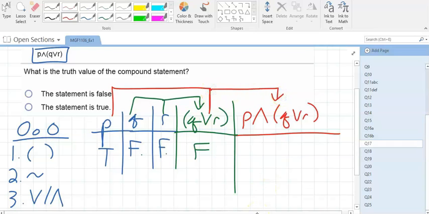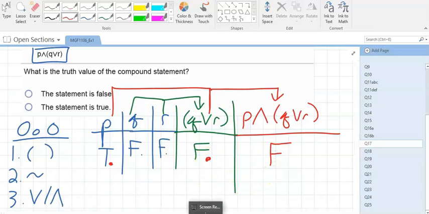Now, ands are only what when what? They're only true when both are true. Only true when both are true. So I have true to false. What does that give me? False. You got it. There's your answer. So up here was the statement false or true? So you fill in the top guy. All good to go. All right. So there's 17.